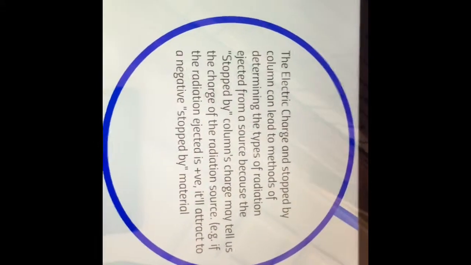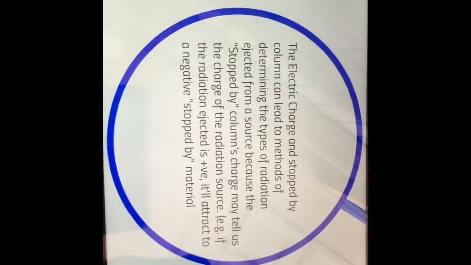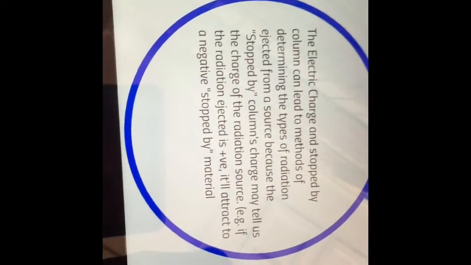The electric charge can be stopped by the column, which can lead to methods of determining the types of radiation ejected from a source, because the stopped by column's charge may tell us the charge of the radiation source. If the radiation that is ejected is positive, it will attract a negative stopped by material.